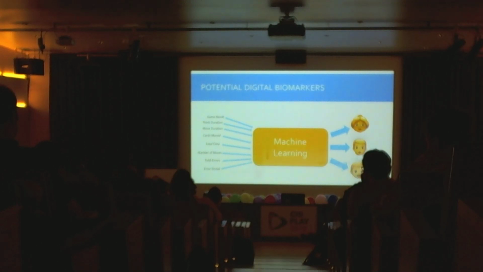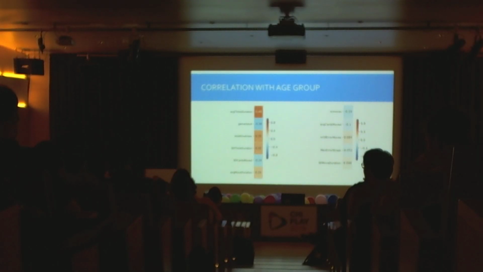The first thing we checked is what correlates with this age group. The thing that correlated the most was average think duration. So we saw that older adults took a longer time to think of a move. The second thing, which was heavily negatively correlated, was the game result. So older adults did not manage to win as many games as their younger counterparts.